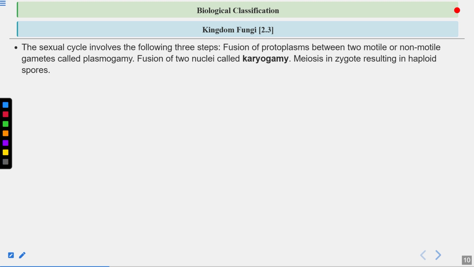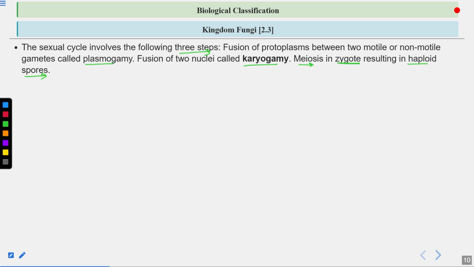Now the sexual cycle involves 3 steps. What are these 3 steps? Plasmogamy, and then karyogamy, and then after karyogamy a diploid cell is formed, which you can call the zygote. In this zygote, meiosis takes place. Meiosis is a reductional division, which leads to the formation of haploid spores.